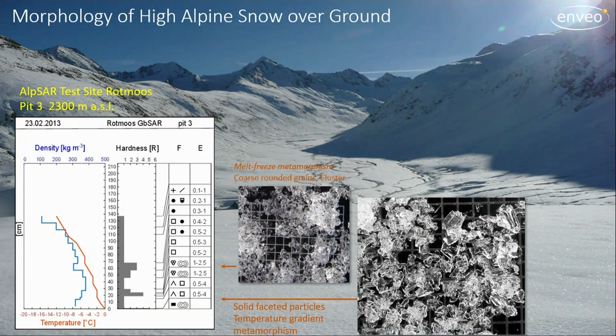Then we are looking also at the morphology, the metamorphism of these grains. I show you here 2 examples. This is a kind of melt-freeze metamorphism. These are the typical coarse rounded grains, sticking together, and microwaves interact with those very heavily, depending on the frequency, so the wavelength, and of course on the grains. Grains can be very small and they can be very big, as you see here. On the right side, we have these solid faceted particles, temperature gradient grains, which grow when we have a strong temperature gradient.